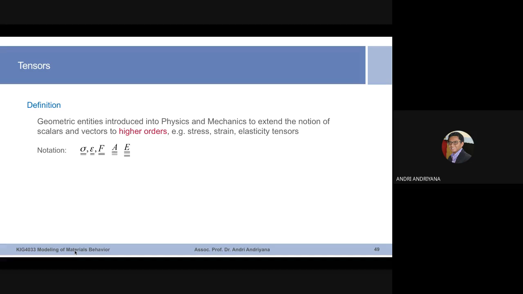Scalars and then vectors. Can you see my slide moving? Yes, okay. All right.